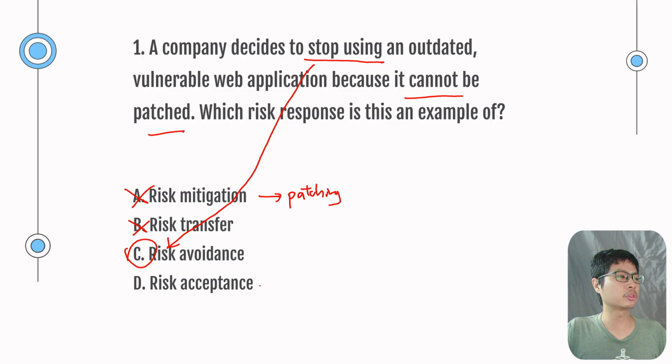And risk acceptance would be to carry on what we are doing with nothing else, with no controls in place, which is not advisable, and it's actually not what's happening here as well. So for this question, it should be C.